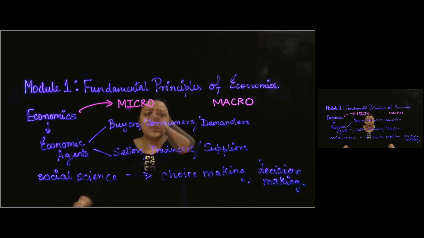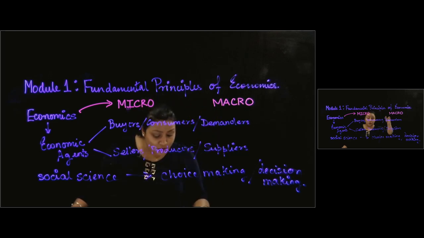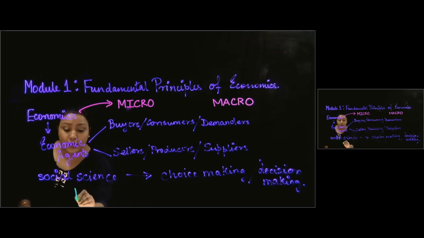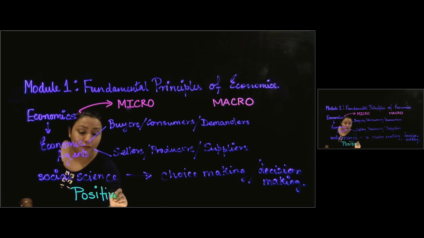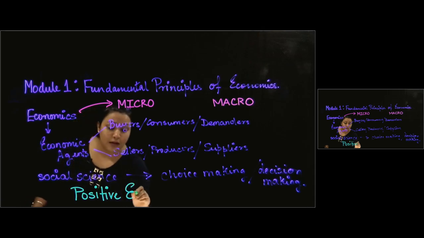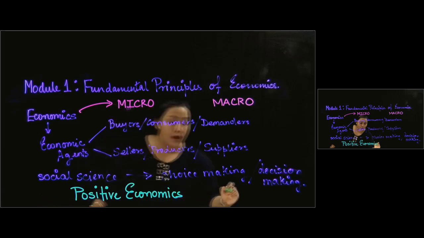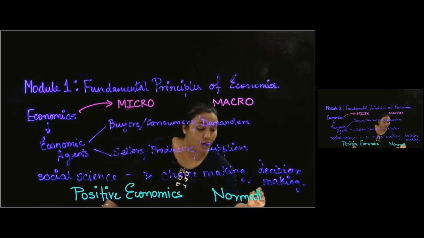Now, besides these two divisions, that is micro and macro, there can be another division of modern economics, and that division is positive economics, sometimes also called the positive approach in economics, and the normative economics or normative approach in economics.